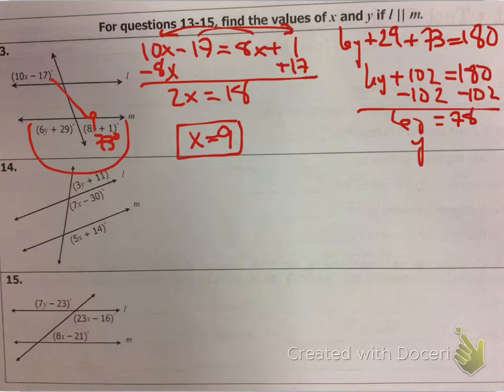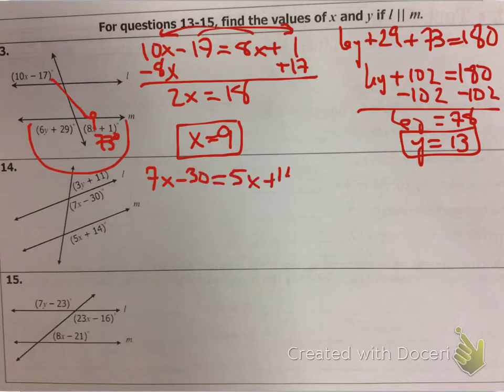And then you can divide and you get y is equal to 13. Okay, so that's how you can get x and y there. On the next one, I would still say the same thing. 7x minus 30 is equal to 5x plus 14.